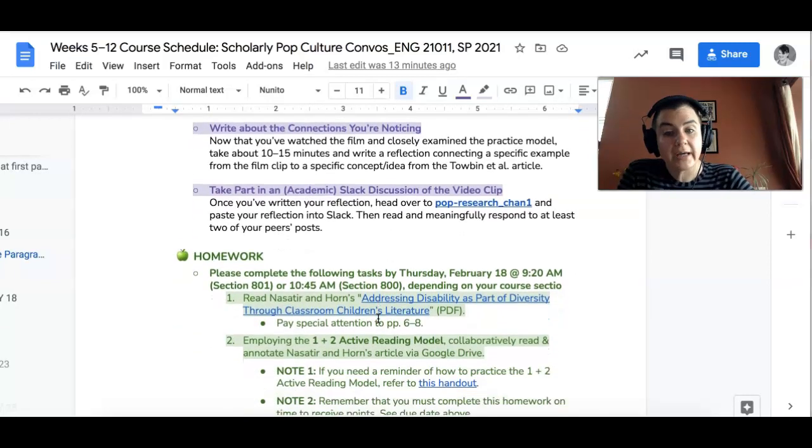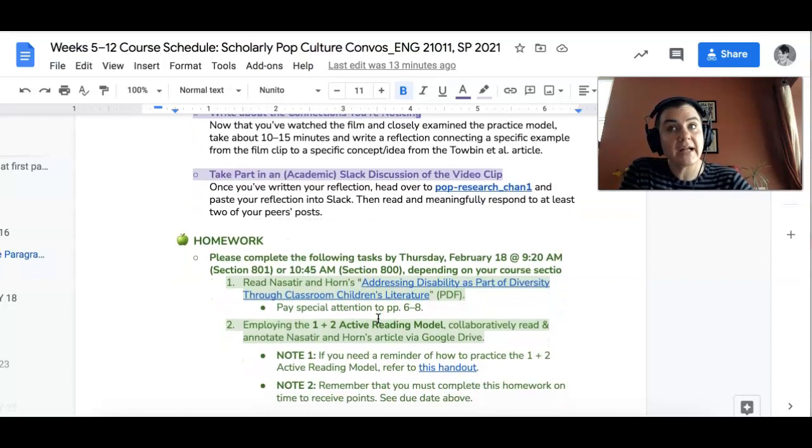For homework, and this is due at the very beginning of class, I do want to say it is really, really important in this section that you are showing up for class on time and engaging in this during class, because it relies on us all watching the films around the same time and then posting our responses around the same time so that we can actually engage in conversation with each other. All right, so just really keep that in mind.